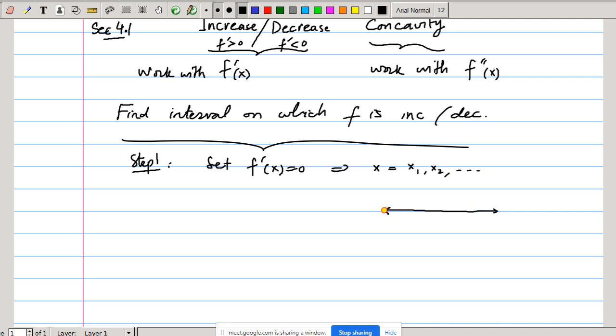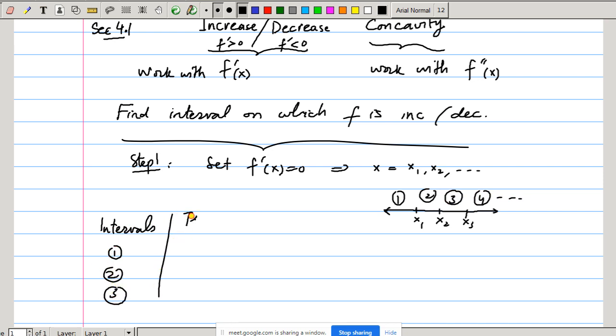Okay, these are the intervals where you may change from increase to decrease, decrease to increase, like this. So these are your intervals. You can write interval 1, 2, 3, 4, and so on.